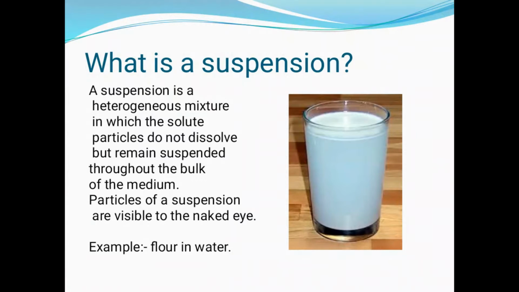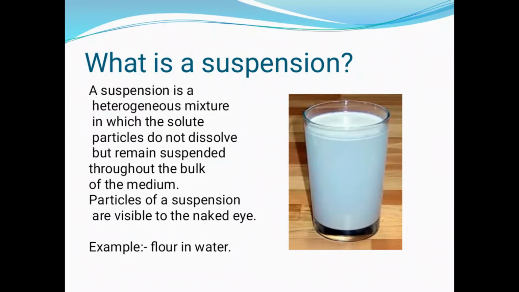In the last lecture, we discussed solutions. In this lecture, we will see about suspensions and colloidal solutions. In the last lecture, we have seen that solutions are homogeneous mixtures of two or more components. That is, when we add two or more components and get a homogeneous mixture, we call it a solution. Similarly, when we add two or more components, we can also get a heterogeneous mixture. These heterogeneous mixtures will be of two types, suspensions and colloids.